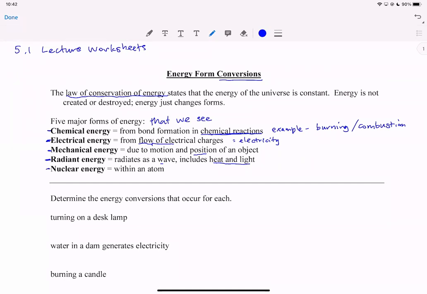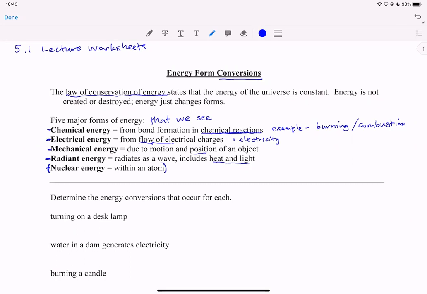And then you've got nuclear energy. So nuclear energy is the rare one. It comes from inside of an atom, and we really don't see that in day-to-day processes. So this is specialized. As I mentioned, it's going to get its whole chapter, its own module. And so the ones that we see are actually 4 major forms: chemical, electrical, mechanical, and radiant.